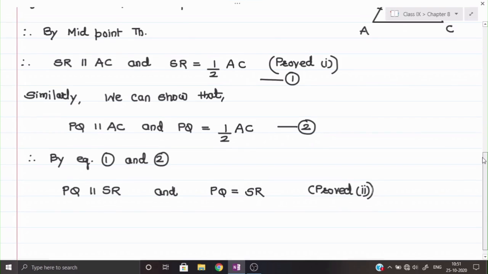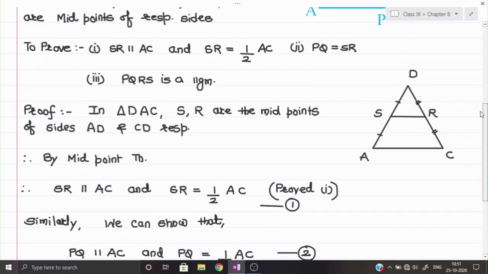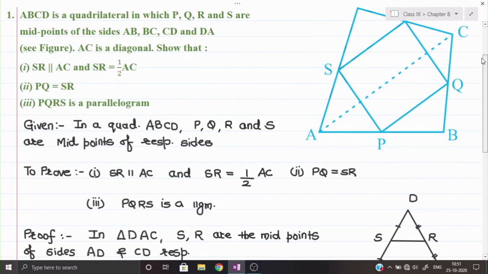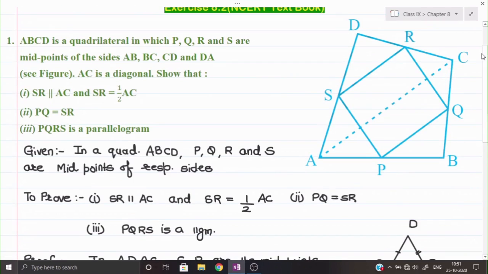Now see in the beginning what I told you, how to prove a parallelogram. We can prove a parallelogram in 3 different ways. Once again I repeat, listen carefully. To prove any quadrilateral is a parallelogram, either you prove the opposite sides are equal, meaning PQ is equal to SR and PS is equal to QR. Or you prove the opposite sides are parallel, meaning PQ is parallel to SR and PS is parallel to QR.